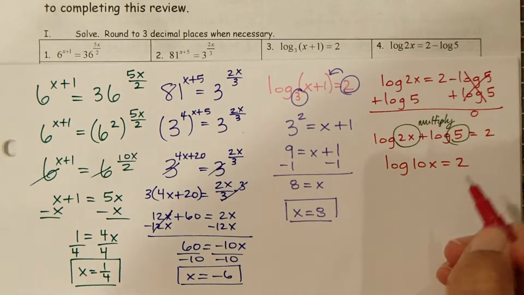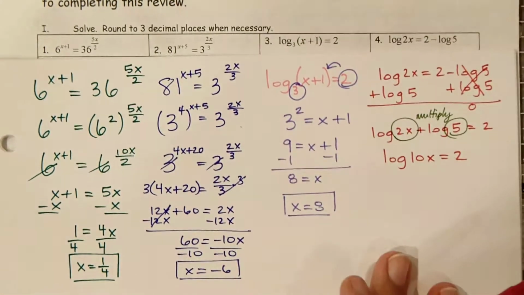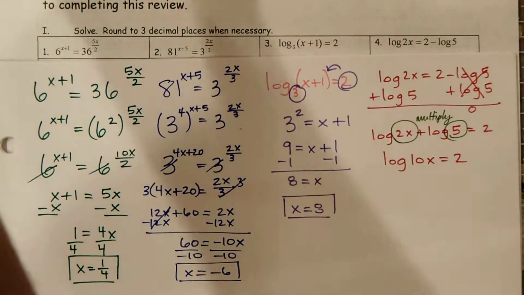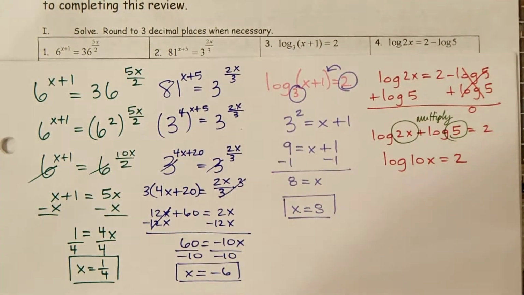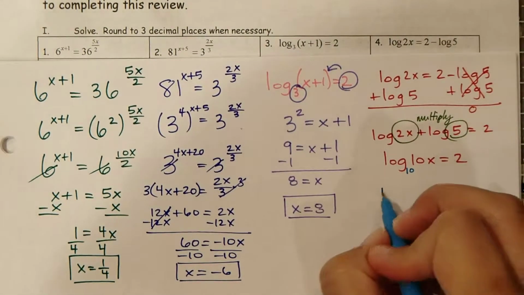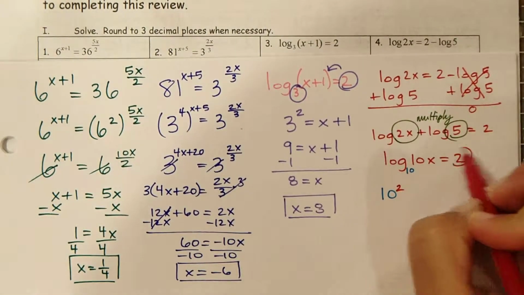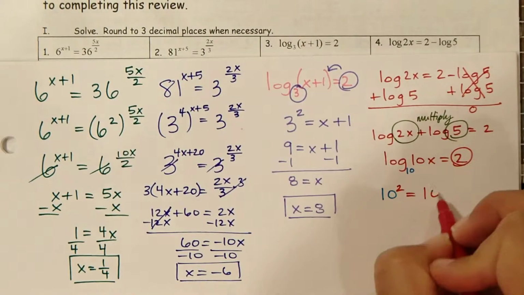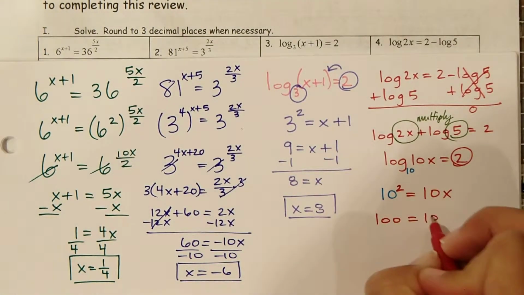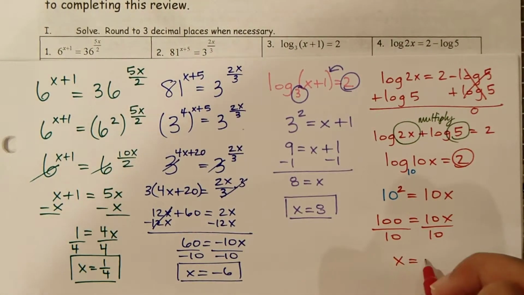Now we can take our, just like we did over here, we did the base to this power equals the term. The base, if it's not stated, the base of a log is always 10. So if there's no number here, it's a 10. So then we can say 10 squared equals 10x. So 100 equals 10x, and then divide by 10, divide by 10, x equals 10.